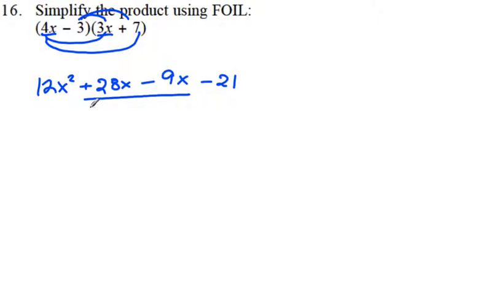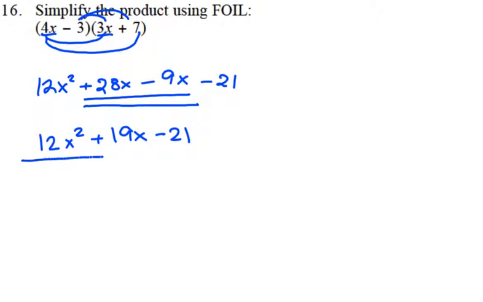Add these two in the middle together because they are like terms. They have x to the first power, x to the first power. We have 12x squared plus 19x minus 21. This is your final answer. All right, so now let's go ahead and take a look at the next one.